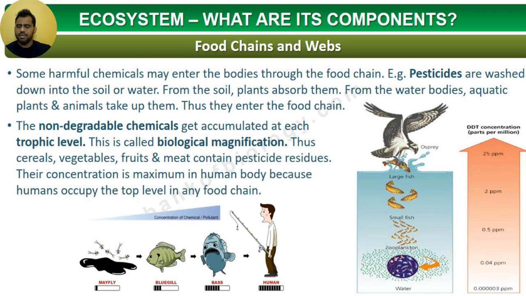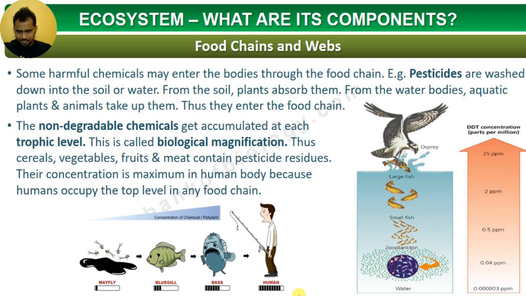Thus, cereals, vegetables, fruits, and meat contain pesticide residues. Their concentration is maximum in the human body because humans occupy the top level in any food chain. We are at the top, so biological magnification can be seen the highest in us. Biological magnification is just the chemicals and pesticides getting accumulated at each trophic level. We have not gone 100% organic in farming.